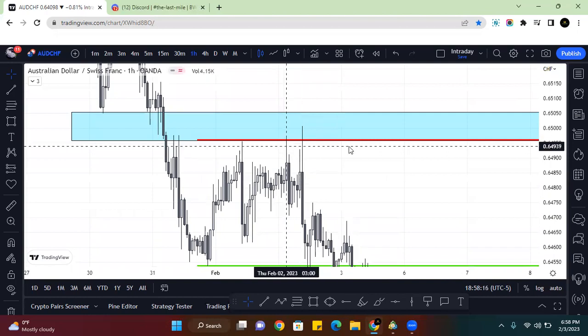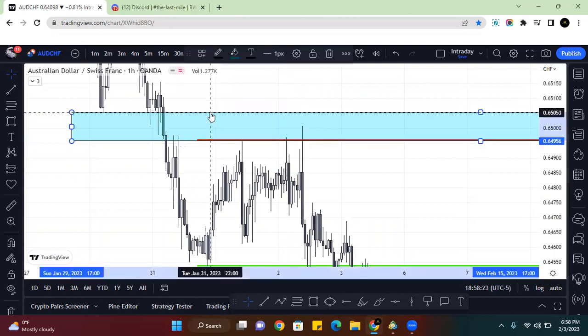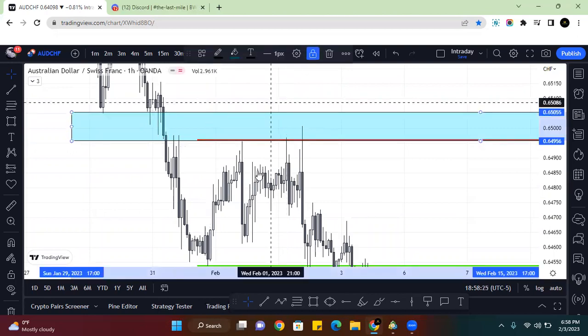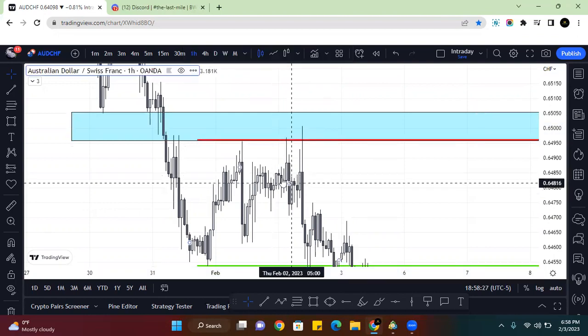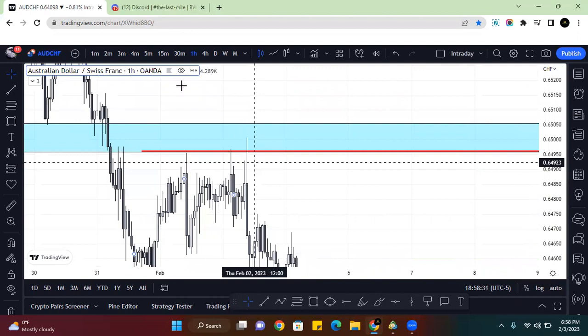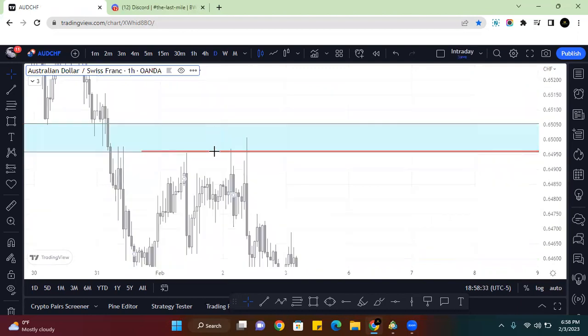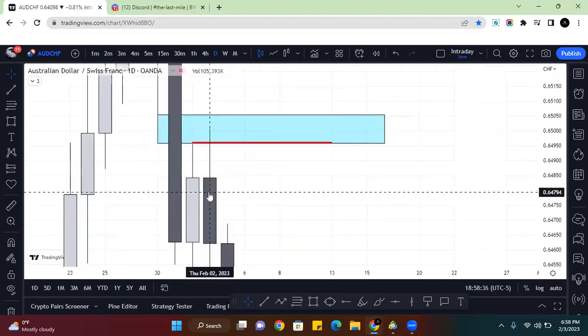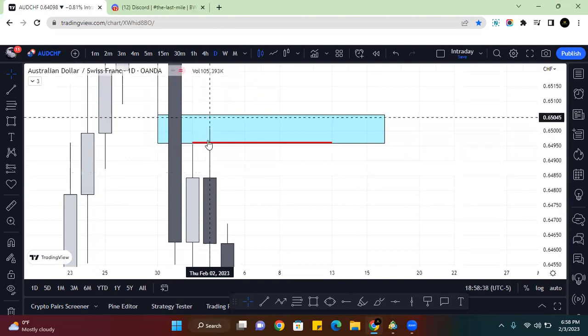Also relative to that, this is the same daily fair value gap right here. So all you're doing is marking it up on the daily and transposing it down to the 1 hour in this case. Price came up, took the buy side. If you remember, this candle up, this leg up right here, that was the buy side take.